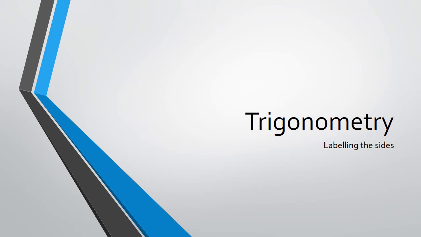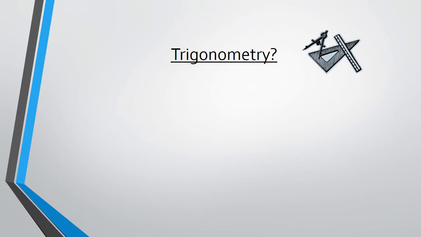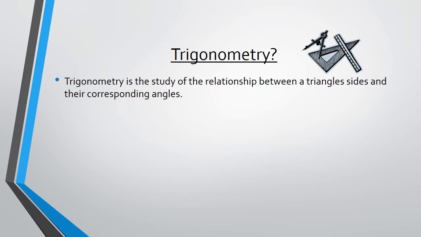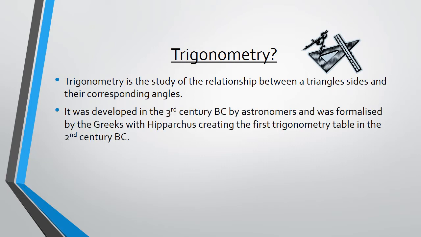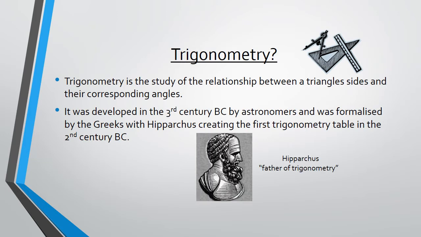Alright, today we're going to learn about trigonometry, labelling the side. Trigonometry, you say? Trigonometry is the study of the relationship between a triangle's sides and their corresponding angles. It was developed in the 3rd century BC by astronomers and was formalised by the Greeks, with Hipparchus creating the first trigonometry table in the 2nd century BC. There he is, if you want to send him some fan mail.